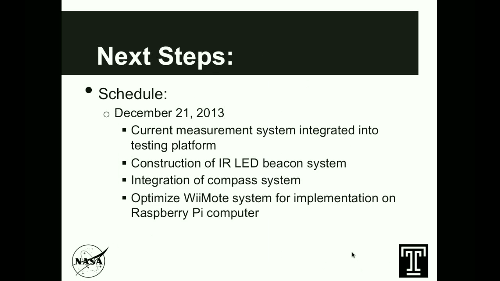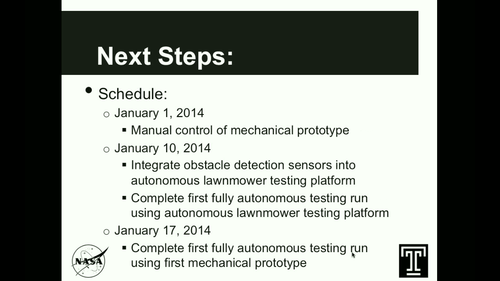For the next steps, by December 21st, before everyone completely leaves, we're trying to integrate our current measurement system into the testing platform, construct our infrared IR LED beacon, integrate a compass system into the testing platform, and also optimize the Wiimote system such that we can implement it on a Raspberry Pi computer. After that, we want to implement complete manual control of the mechanical team's first prototype. The mechanical team has been working on their prototype all semester. By January 1st, we're going to be supplying them with manual control such that they can accelerate their testing.